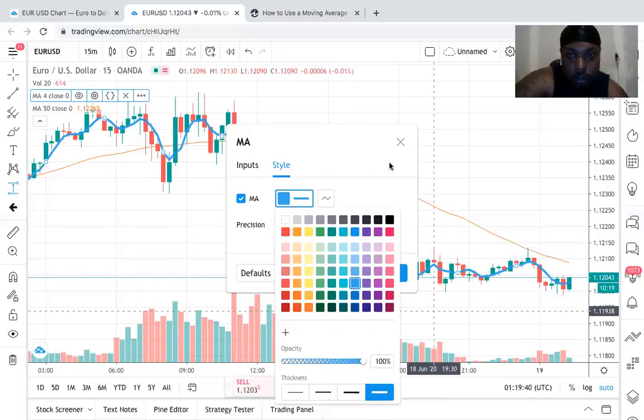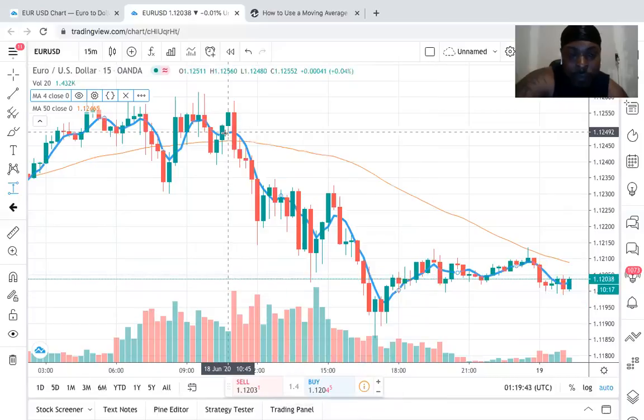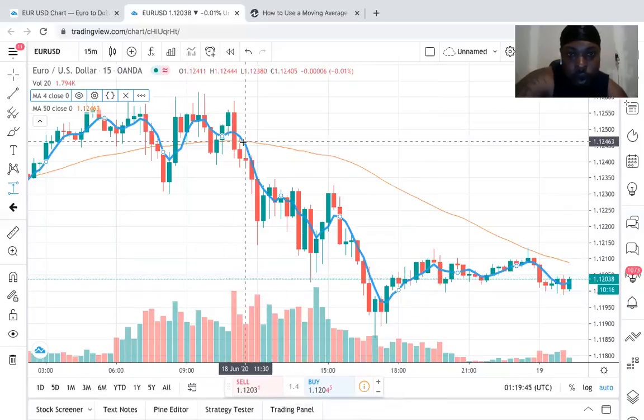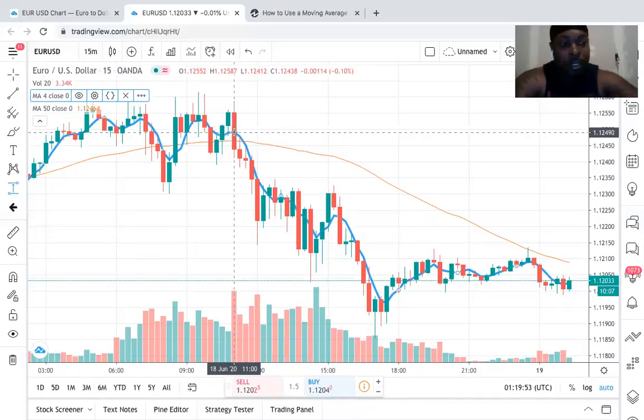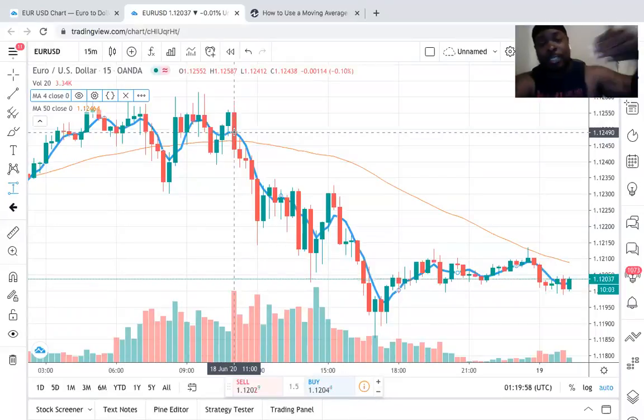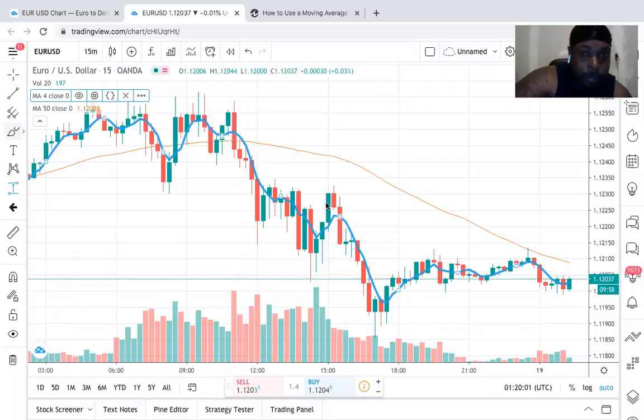There we go. All right, so when we see that 4 cross over, boom, it crossed. In what direction is it going? Down, right? So basically that means if I see the 4 crossing the 50 again going down, guess what? My confirmation or my expectation is that the market is still going to go down, okay? So let's look at it.